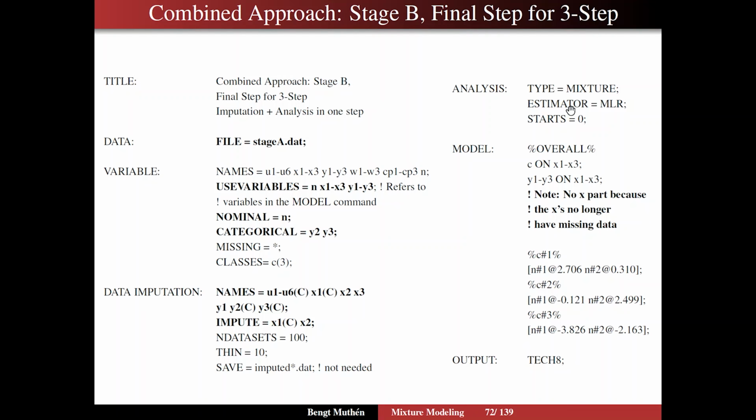So the analysis is a mixture model. Estimator MLR, starts equals 0, as usual for the last step, and then C on X, Y on X, and no X part, because the X's no longer have missing data. And just like before for three-step, we fix the logits from the first stage to the same values as we've seen before.